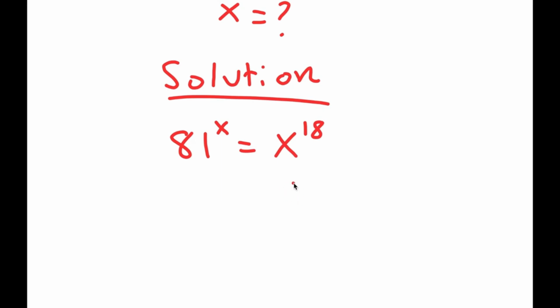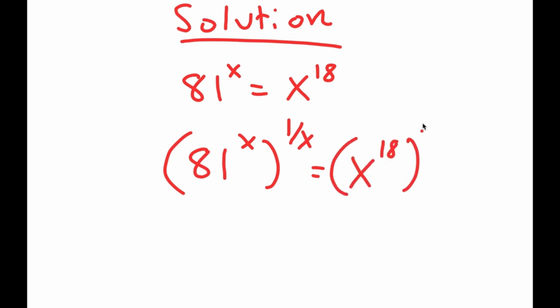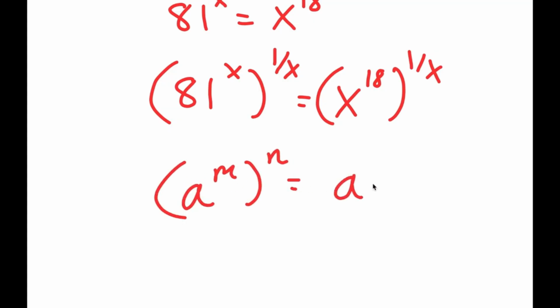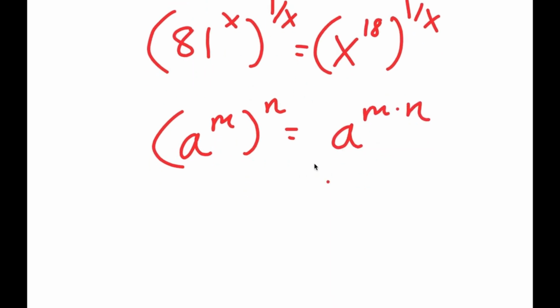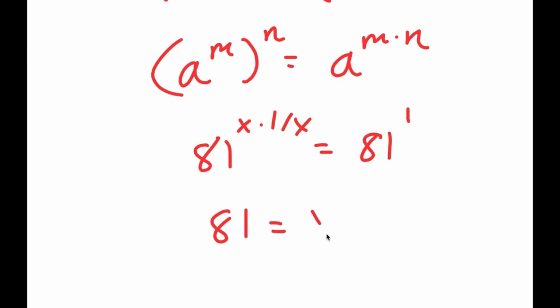And now, I'm going to take the power of 1 over x on both sides. So I get (81^x)^(1/x) = (x^18)^(1/x). And now if I have something in the form (a^m)^n, this is equal to a^(m times n). So 81^(x times 1/x) is equal to 81^1, which is the same thing as 81. So I get 81 = (x^18)^(1/x).